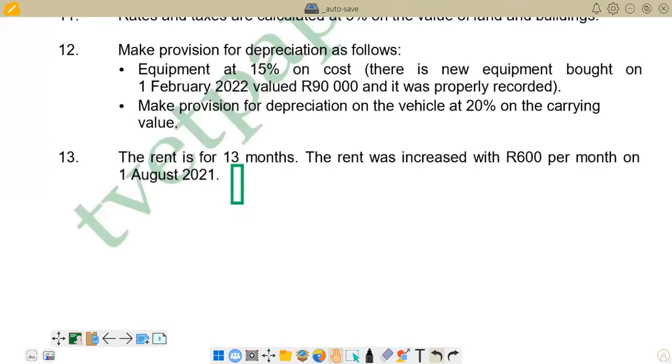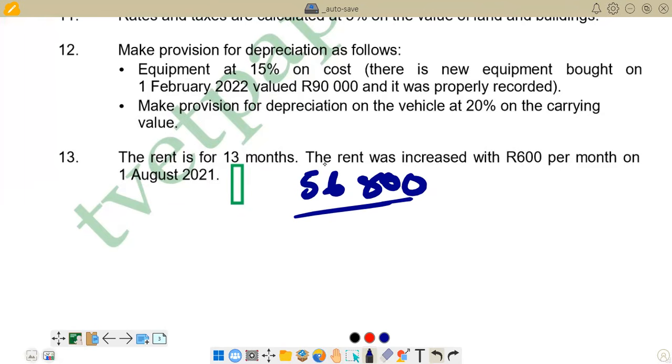So 56,800. What does this figure mean? It means inside this figure, we have got rent for 13 months. But we know that our financial period should be 12 months. So we have got excess rent that is inside 56,800. We need to remove the 1 month extra.